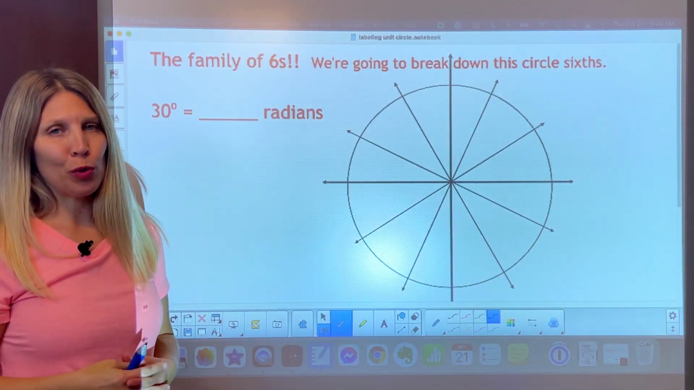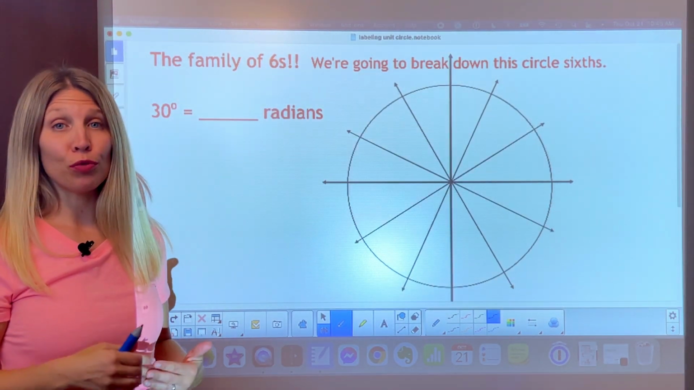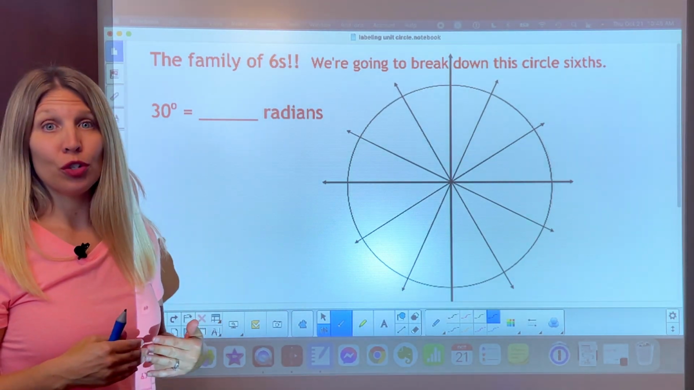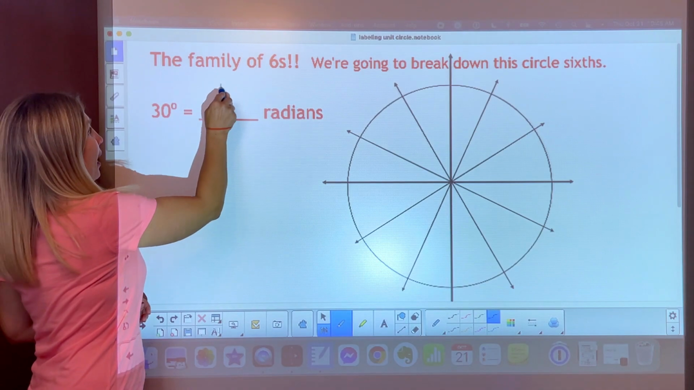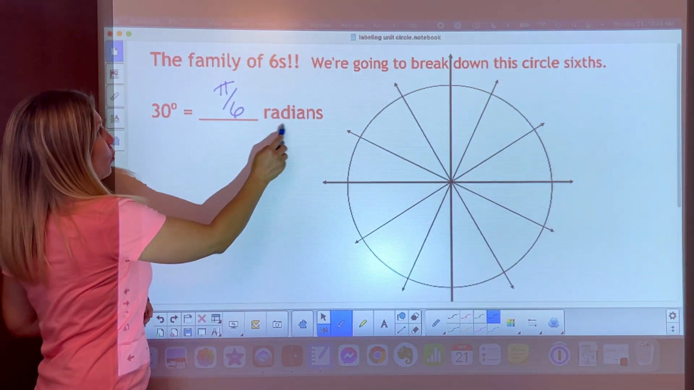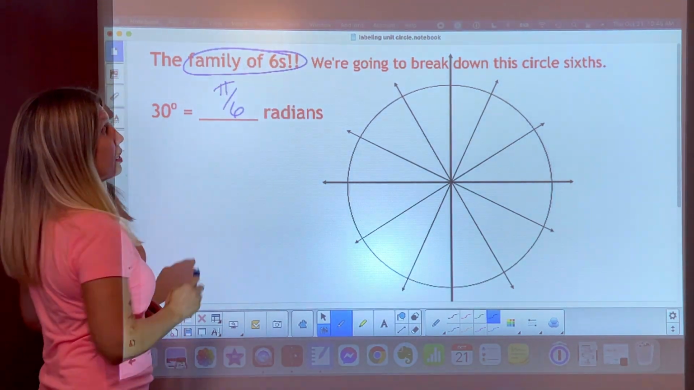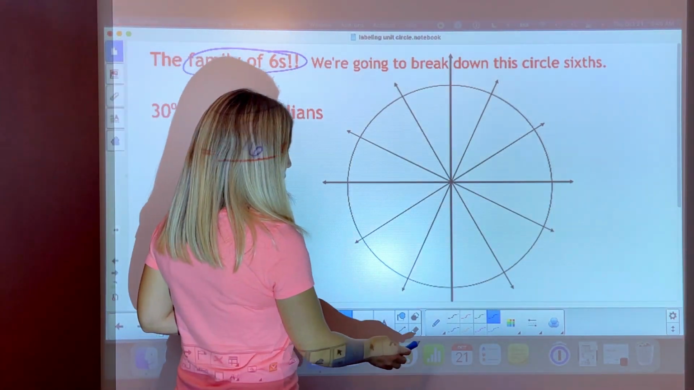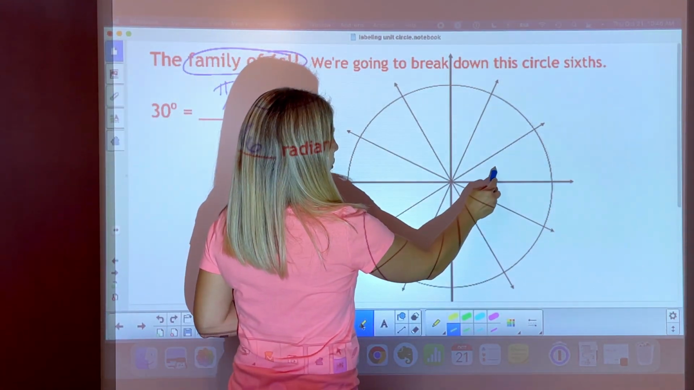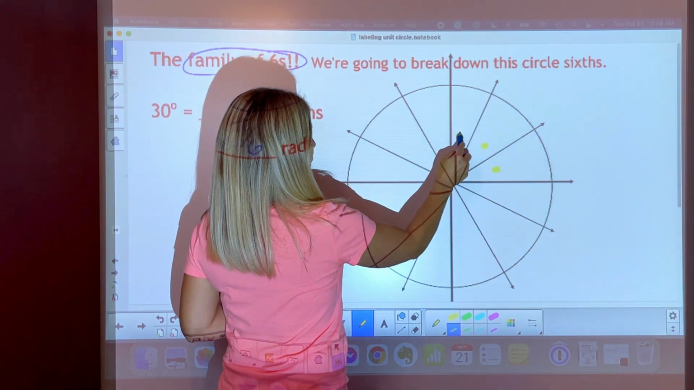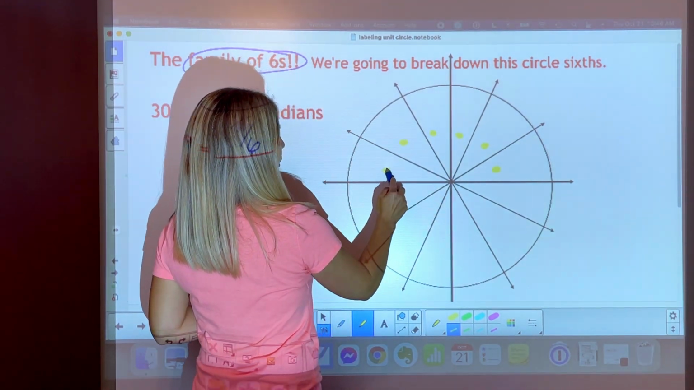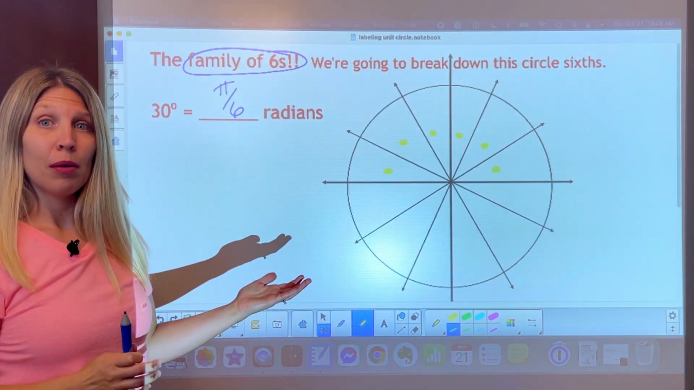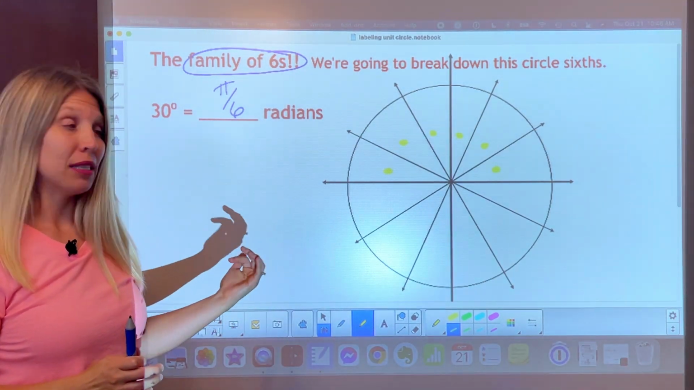So we have one other special family that we have to talk about in terms of radians and the unit circle. And this one is the 30 degrees, and that is pi over 6 radians. So this is our family of 6s. And hopefully you can see the reason why this is a family of 6. 1, 2, 3, 4, 5, 6. We're breaking that top part of the circle into 6 pieces.